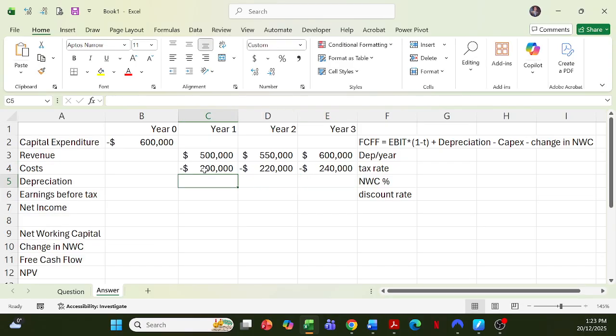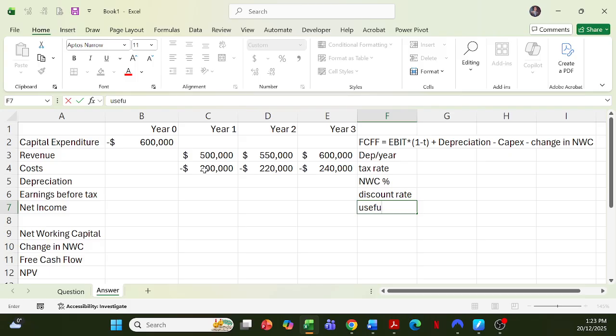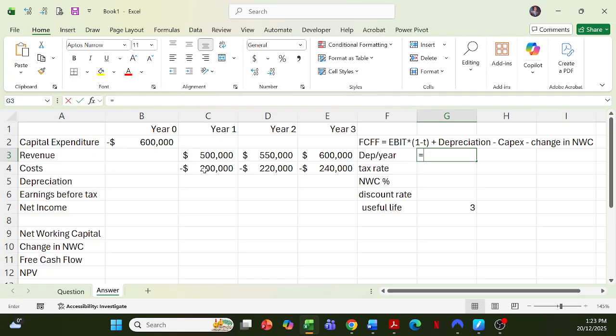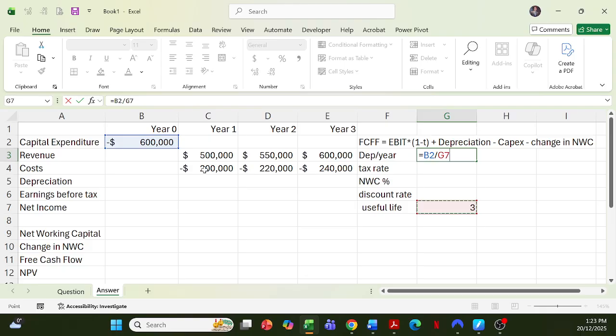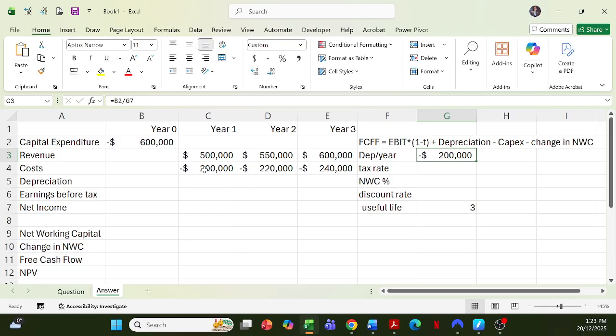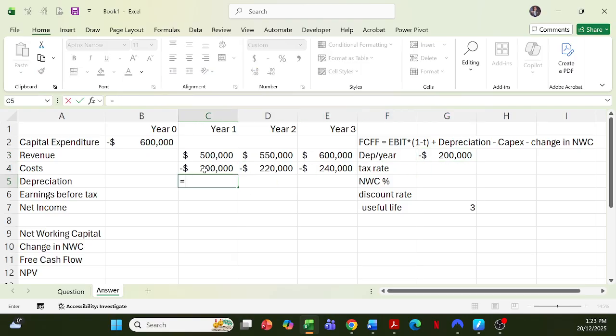Depreciation. Okay, we have a capital expenditure. We bought a machinery for 600K. Its useful life is 3 years. So the depreciation that we're going to have every single year is going to be, let me write here, useful life. It is 3 years. So the depreciation per year is going to be the amount of money that we spent to purchase the machinery, divide that by the useful life. Okay, so depreciation expense is going to be $200,000 every single year.